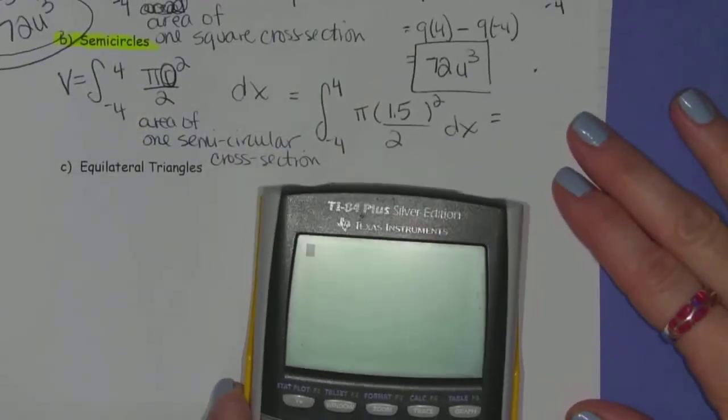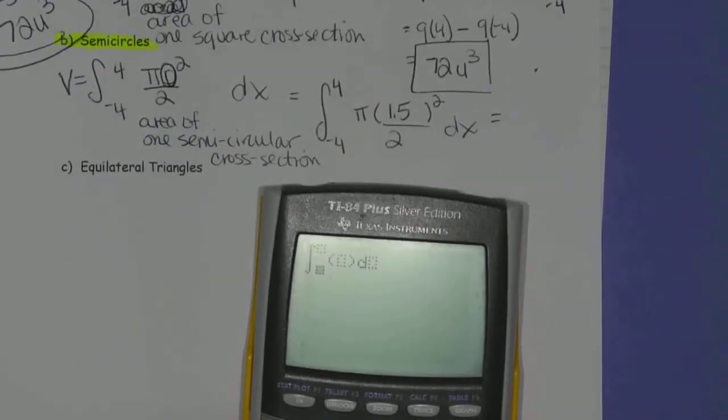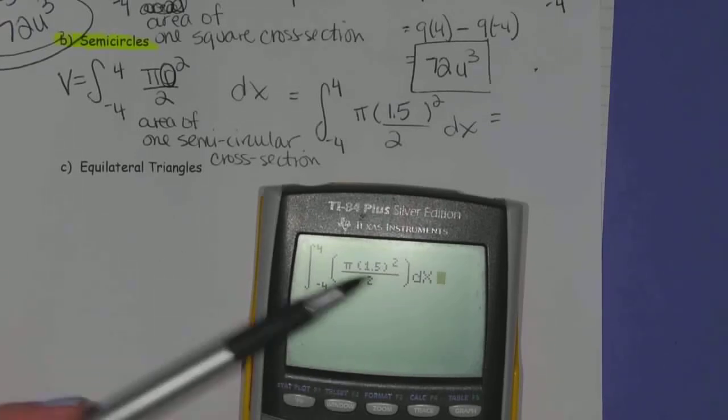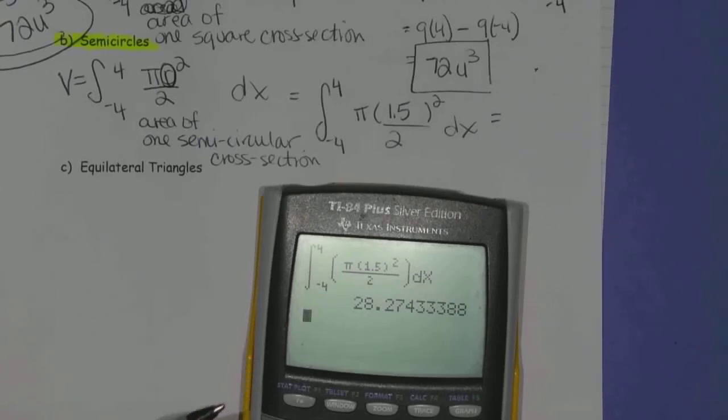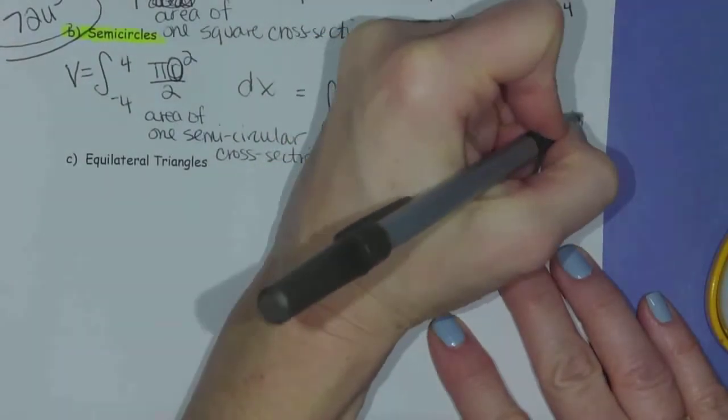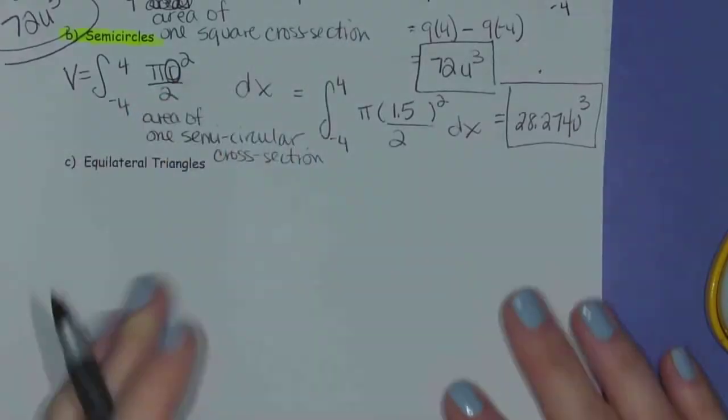Get this out of the glare. Okay, so we've got Math 9, definite integral, -4 to 4. And then I'm going to create a fraction here. I need a pi and a 1.5 squared, and then all over 2, with respect to x. So we're adding up the infinite number of cross sections, the areas of those, and I'm getting 28.274. So 28.274 units cubed. Final answer.